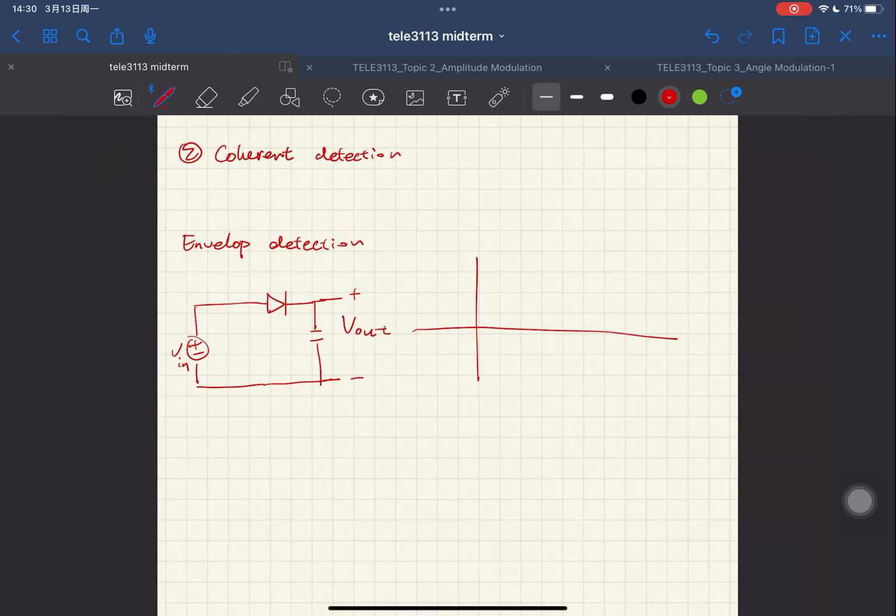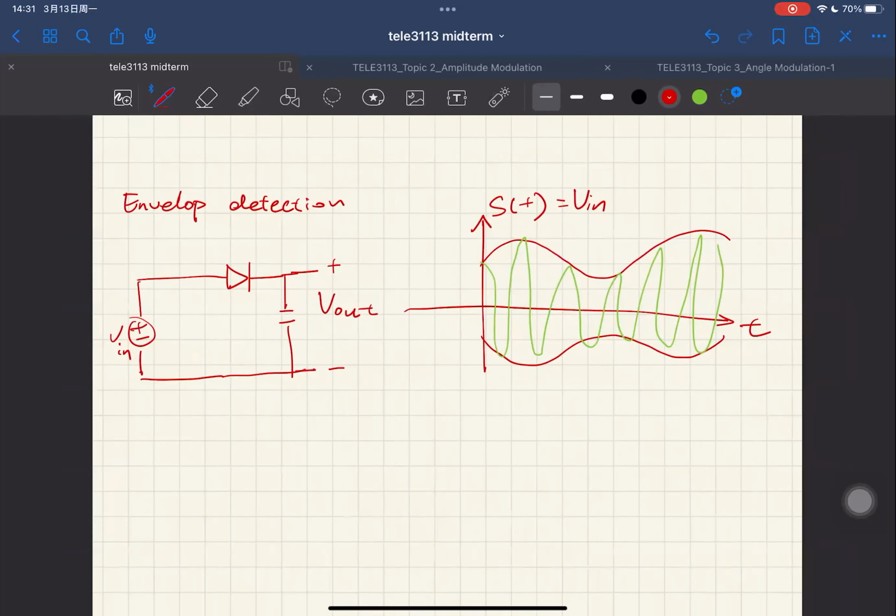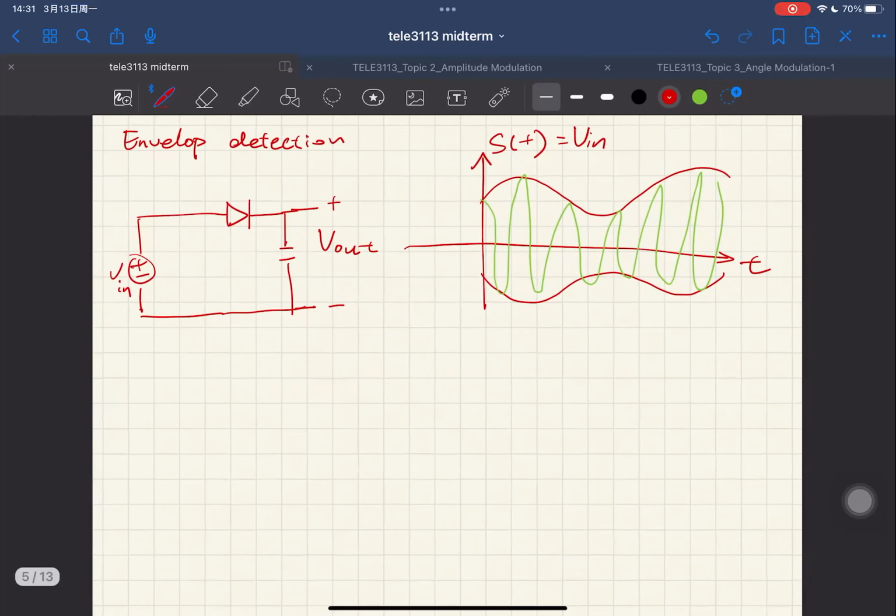So the idea is, if this is our modulated signal, and also our V input, you can think of this V input here as essentially our modulated signal. Now we're trying to use this kind of structure to detect the shape of our envelope, because all the information is being stored, or encoded, into this envelope shape. So look at the V out.